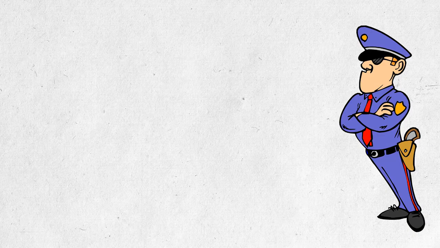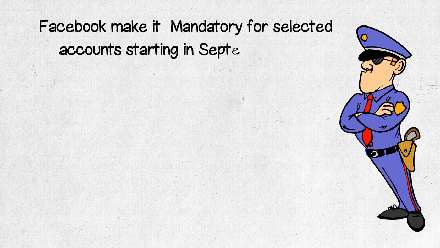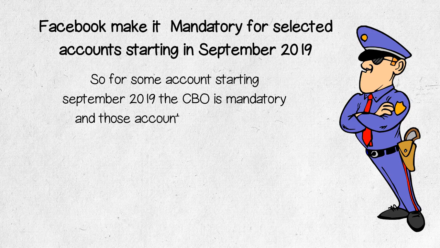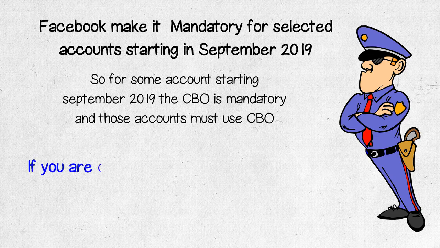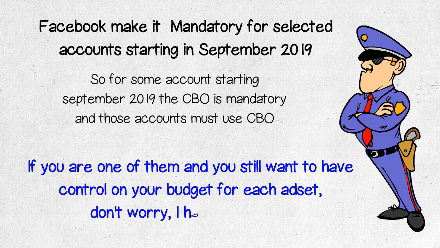A recent decision by Facebook to make it mandatory for selected accounts starting September 2019 has put campaign budget optimization in the spotlight. So for some accounts, starting September 2019, the CBO is mandatory and those accounts must choose CBO. If you are one of them and you still want to have control on your budget for each ad set, don't worry, I have two solutions.